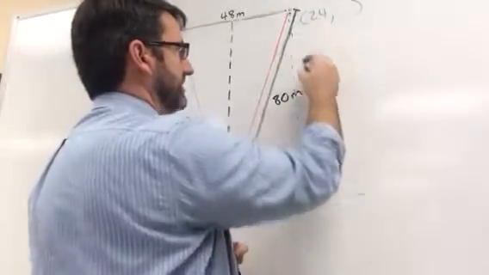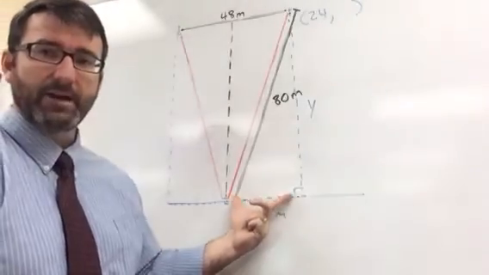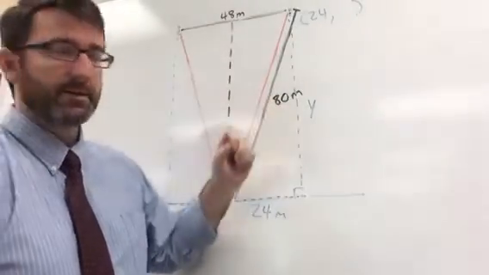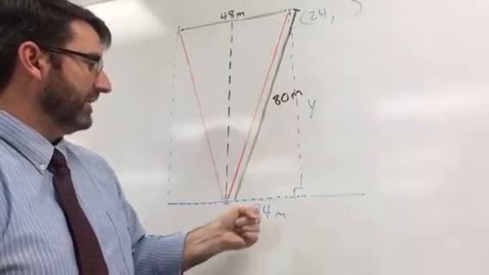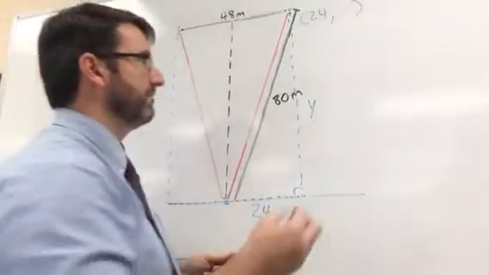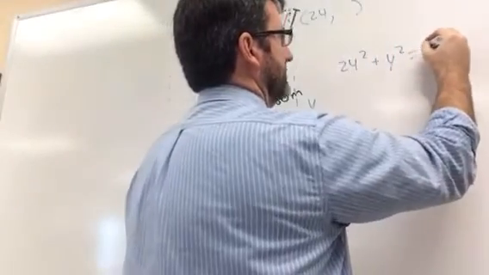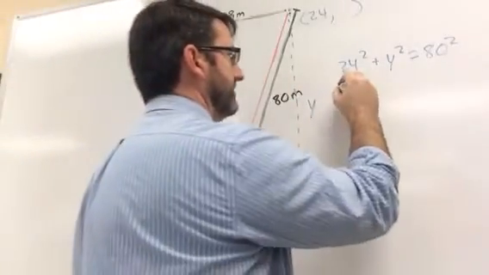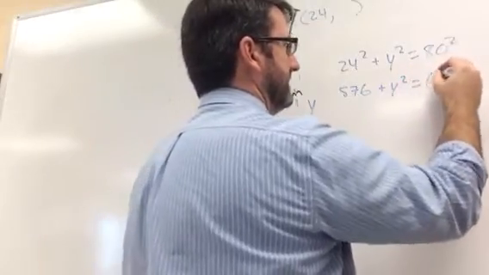So let's call this length here y. We know this side of our right triangle now, this right triangle that we've created. We know this side. We know the hypotenuse is 80 meters. And we've called this y. So using the Pythagorean theorem, we know that 24 squared plus y squared is going to equal 80 squared. So let's set that up. We've got 24 squared plus y squared equals 80 squared. All right, so 24 squared is 576 plus y squared equals 80 squared is 6,400.